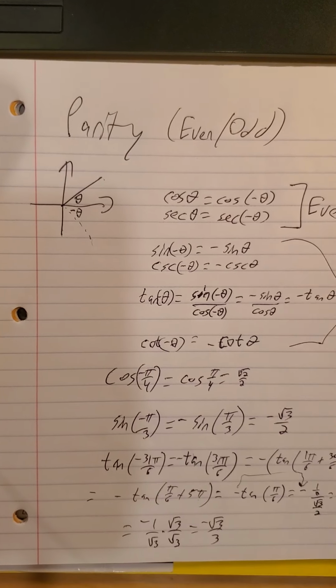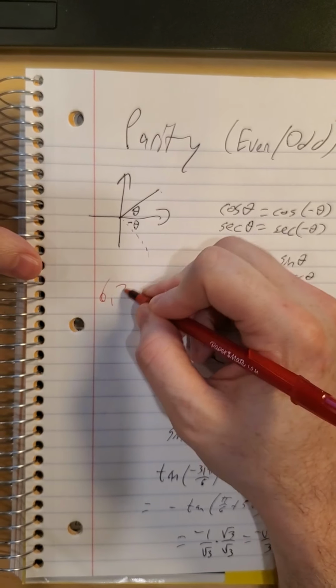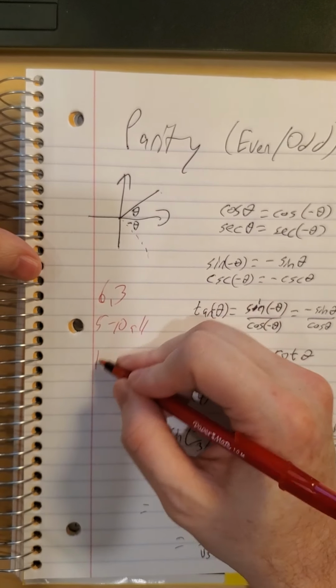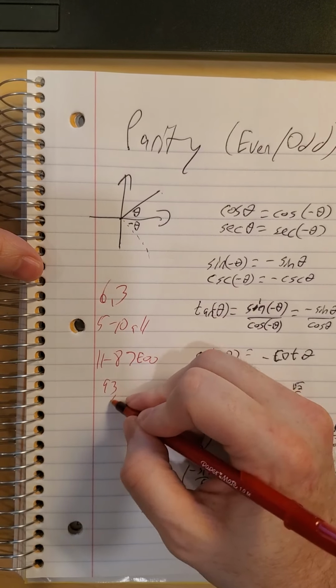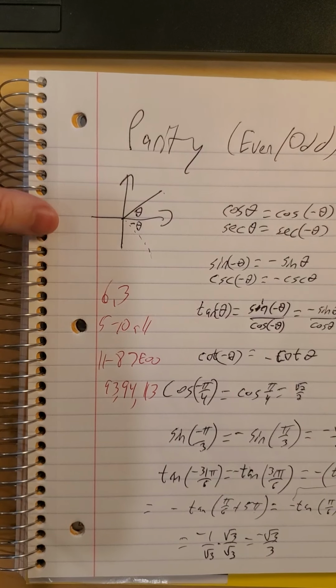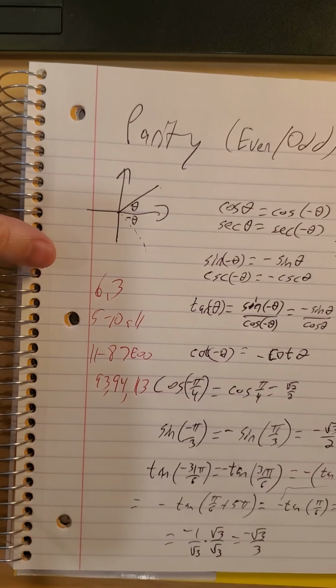All right, so if you're doing the textbook problems, this was 6-3. Try out 5 to 10 all, 11 to 87 every other odd, 93, 94, and 113. Otherwise, you can just try the My Math Lab problems, whichever one.